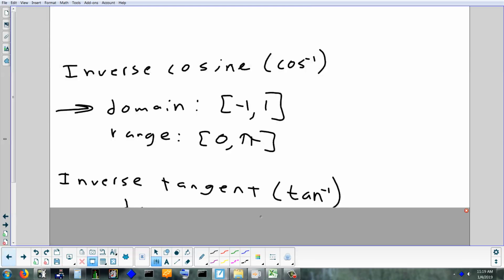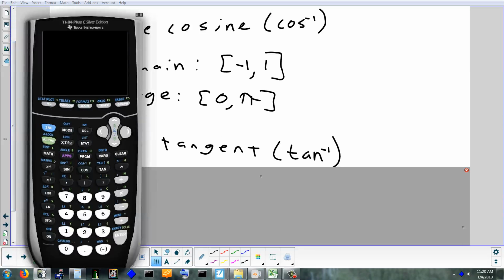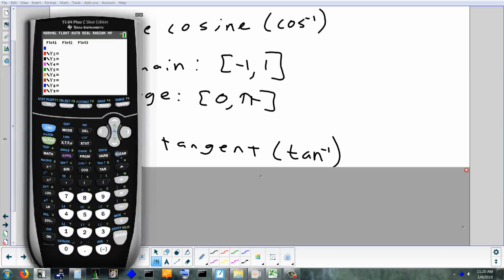Okay, I'm not going to graph that one because we really don't focus on any graphing by hand with inverse trig functions. Right, and inverse tangent. Well, let me graph regular tangent, and let's see if it passes the horizontal line test. Right, so let's graph tangent. Does that graph pass the horizontal line test?